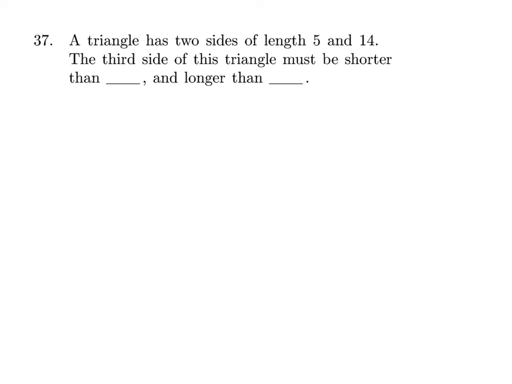All right, a triangle has 2 sides of length 5 and 14. The third side of this triangle must be shorter than and longer than what? Any 2 sides have to add up to be greater than the third side. So I have 5 plus 14 is greater than x. I have 5 plus x is greater than 14. I have 14 plus x is greater than 5.